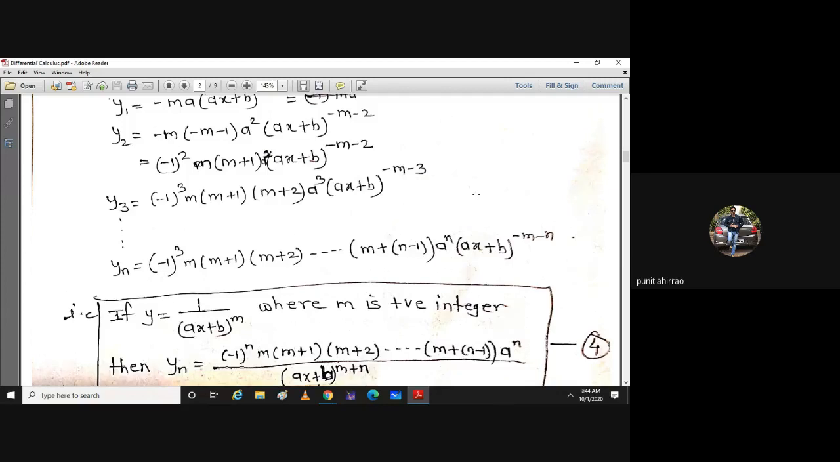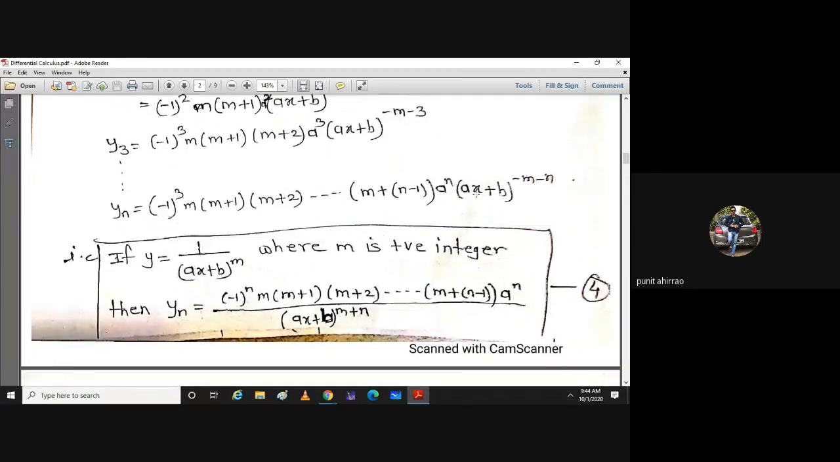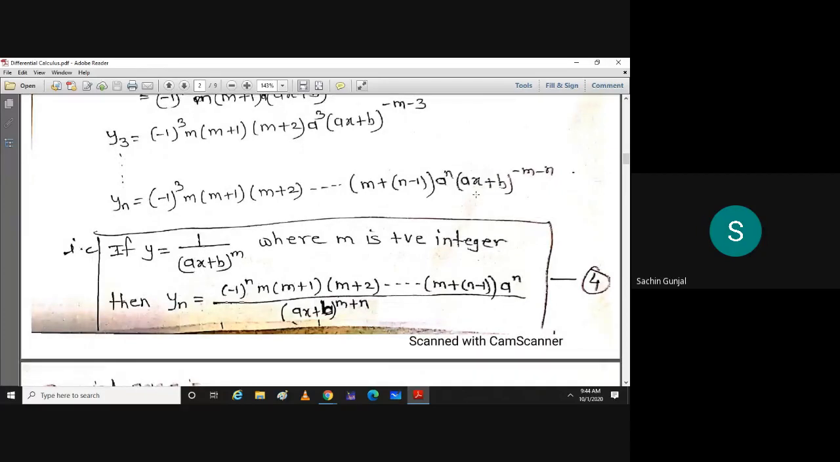Sir, please scroll down a little bit. Fine. Yes, sir. Thank you. So this minus m minus n, you can take in the denominator. So that will become x plus b raised to m plus n.